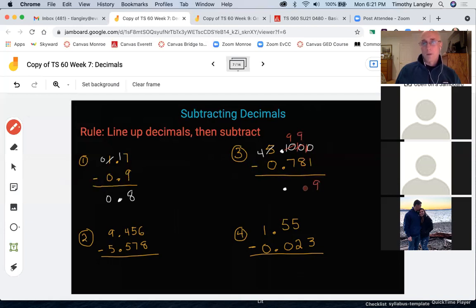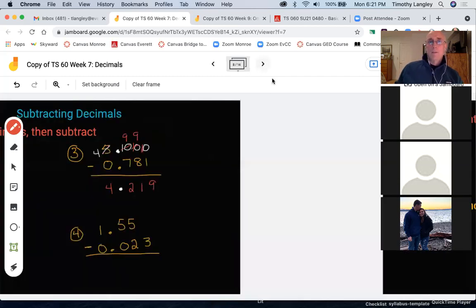8 from 9 is 1. 7 from 9 is 2. And 0 from 4 is 4. My answer is 4.219. Okay. So I wanted to illustrate how you handle it if there are no numbers over here: fill them in with zeros, and then you're going to have to borrow. Okay. All right. So that's subtracting and borrowing.